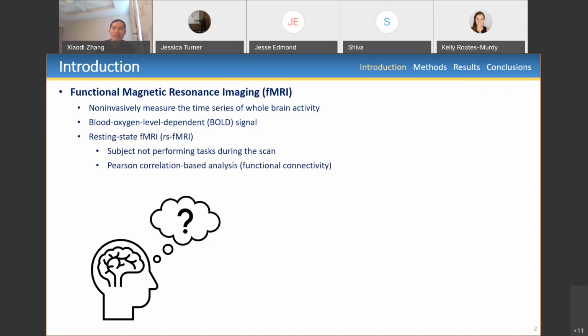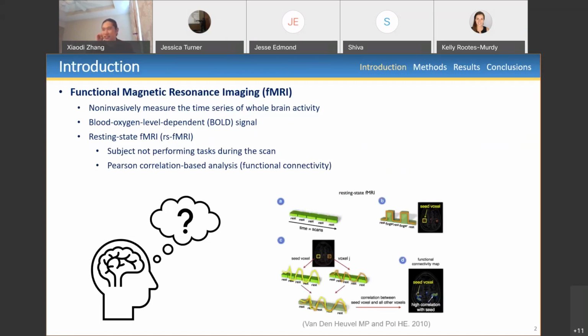To analyze this kind of data, we usually use Pearson correlation, also known as functional connectivity. Here is just an example for some background. Basically, we select two voxels and calculate the correlation between the two. Then you can do this for any pairs of voxels, so you end up with the functional connectivity matrix that represents how the different brain regions are connected with each other in the resting state.